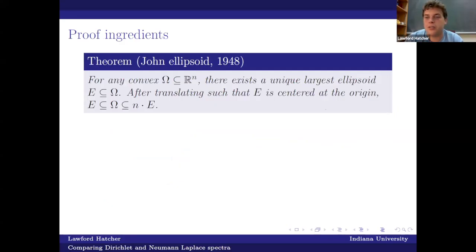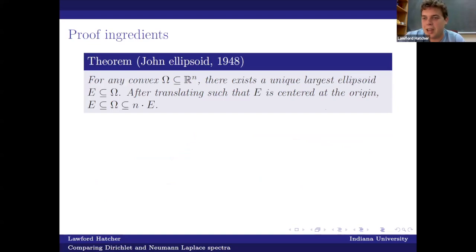So I want to talk next about some of the proof ingredients for the theorem, because it's actually quite simple to prove if you're not super interested in keeping track of the constants. The first key ingredient in the proof is the John ellipsoid theorem. This is a theorem that I think everyone in spectral geometry should know, that I did not know before I started working on this project.